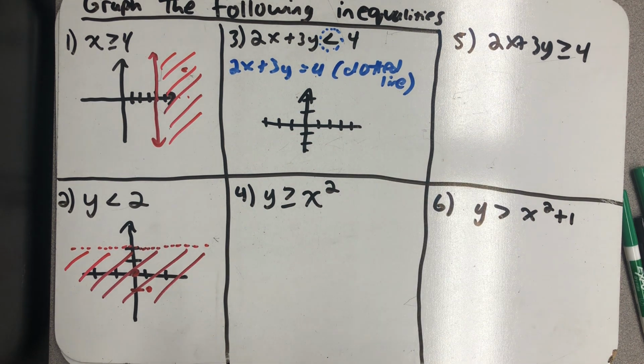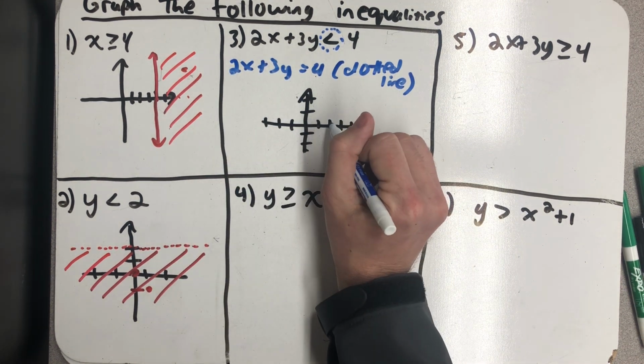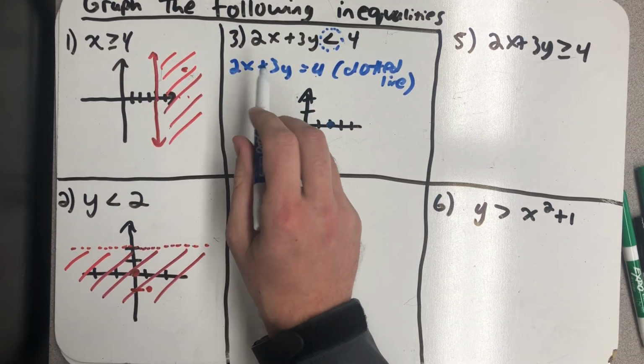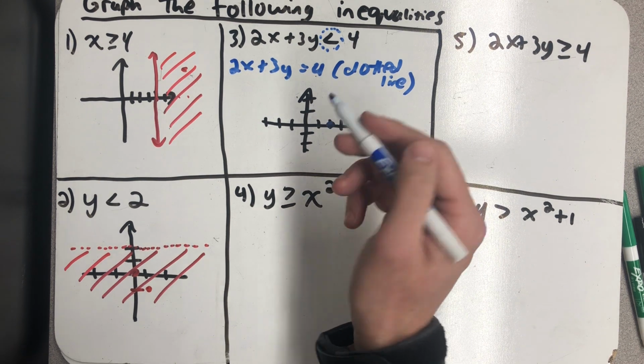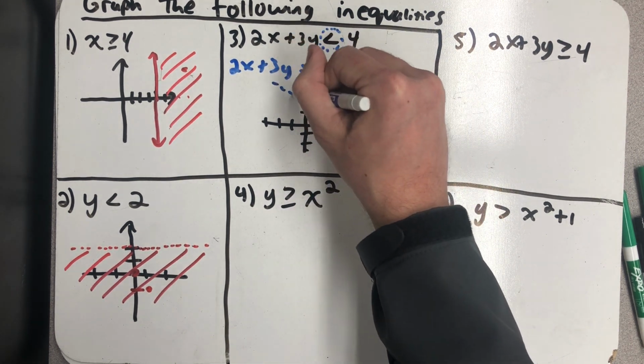If I let y equal 0, I would get the equation 2x is equal to 4, so the x-intercept is 2. If I let x equal 0, I'd get 3y equals 4, and so the y-intercept is 4/3, or 1 and 1/3. So I need to graph that line with a dotted line.